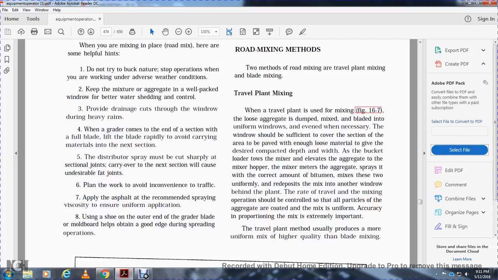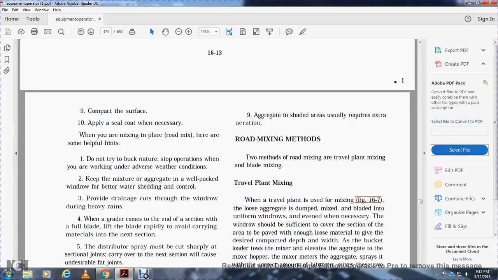The distributor spray must be cut sharply. The sectional joints with the next section will cover the undesirable fat joints. Plan the work to avoid inconvenience to traffic. Apply the asphalt at the recommended spray rate and viscosity, securing a uniform application. Using the outer end of the grader blade with the moldboard helps to obtain a good edge during the spreading operations. Aggregate in shaded areas usually requires extra aeration.